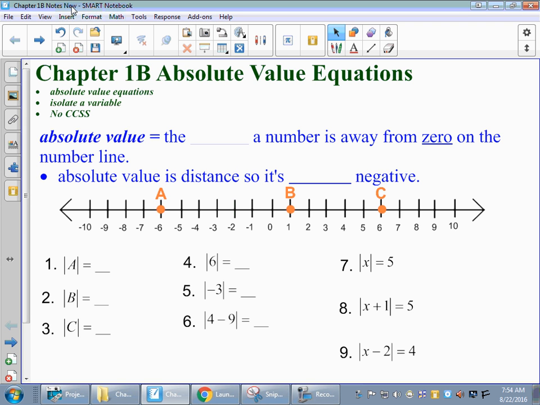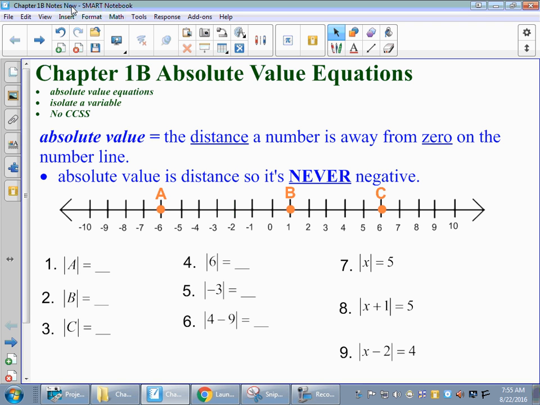So absolute value, the definition of absolute value is that it's the distance numbers are away from 0 on the number line. And so you're talking about distance. Anytime you talk about distance, whether you're going forward or backward, left or right, it's always positive. So it's always a positive measurement. So absolute values cannot be negative. So if you look at this number line, we're always talking about the distance away from 0. It's always in terms of 0.